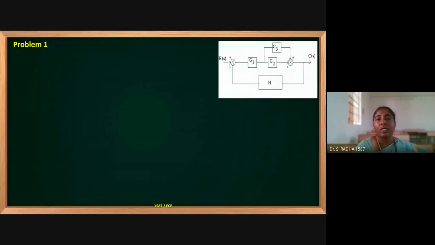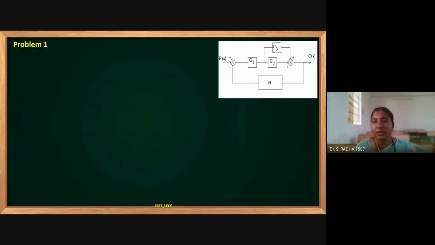The only thing you have to remember is don't interchange the branch point and summing point. If two things are nearby, summing point and branch point nearby, don't interchange them. We don't have a rule like that. And the reduction should be inside out. Okay, step by step, we have to go in the block diagram reduction.